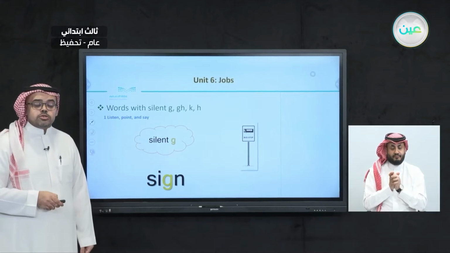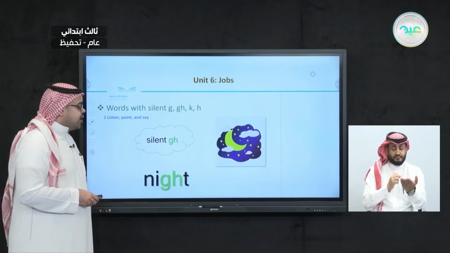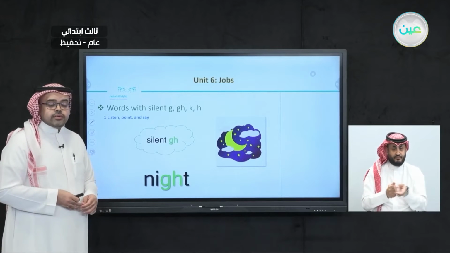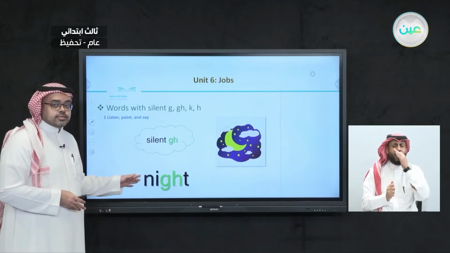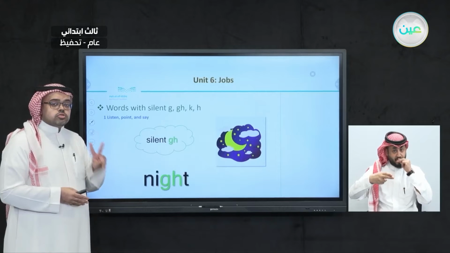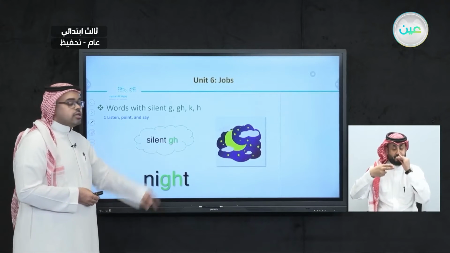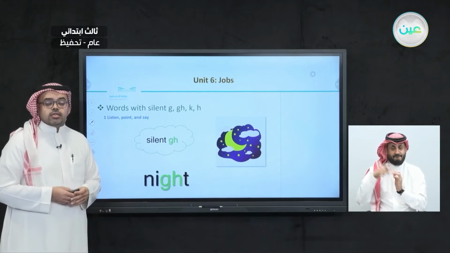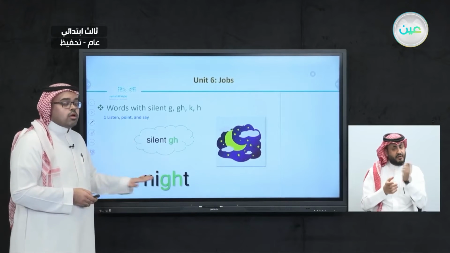Now, let's get to know our second word. The second word here we have is night. Repeat after me. Night, night, night. So this word, night, has two silent letters, which are G and H. Two silent letters, G and H. So we don't say them, we only write them here.